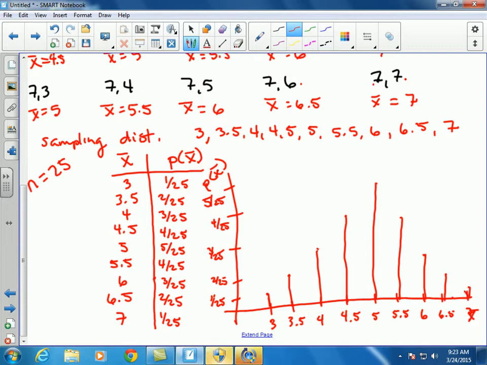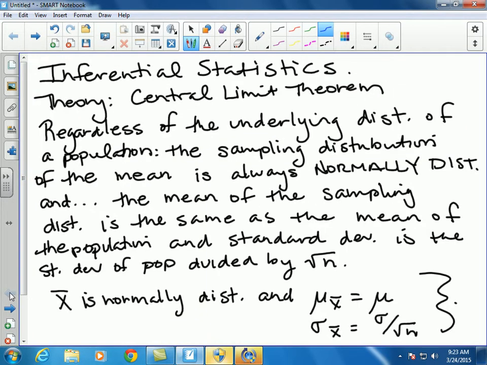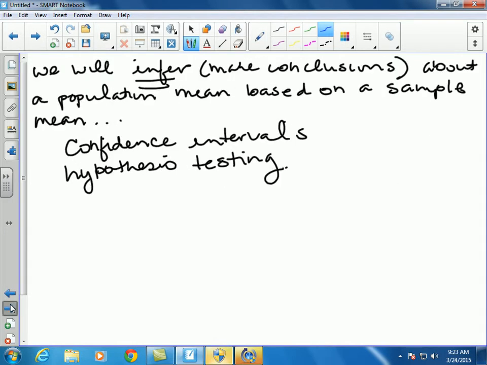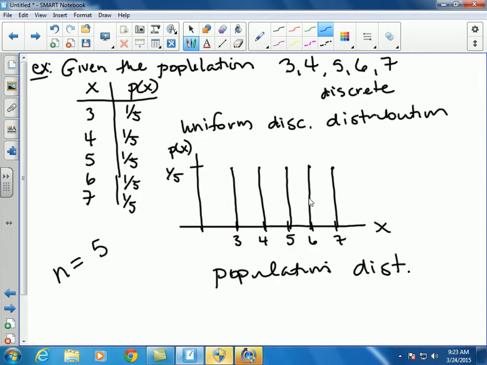And you can see that this distribution does in fact take on a normal shape, which is what, excuse me, the theorem says. It says that the sampling distribution of the mean is always normally distributed. So you can see that even in this simple discrete example, when we started with a uniform distribution, that does not look normal at all, right? It's big and flat across the top.